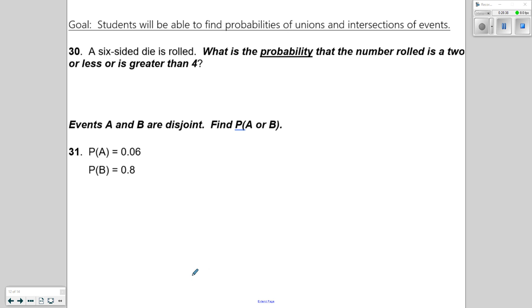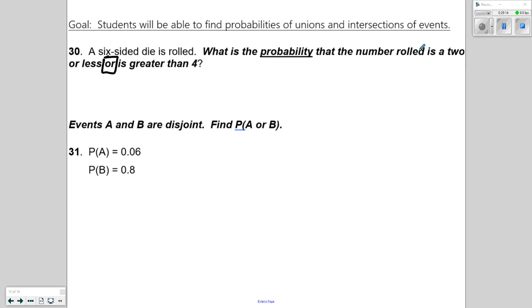All right, a couple more. If we take a look at 30, it says a 6-sided die is rolled. What is the probability that the number rolled is a 2 or less, or is greater than 4? Okay, on a die we have six possible outcomes. And then if we want to figure out the probability that the number rolled is a 2 or less, or is greater than 4, we're going to add these possible outcomes up.